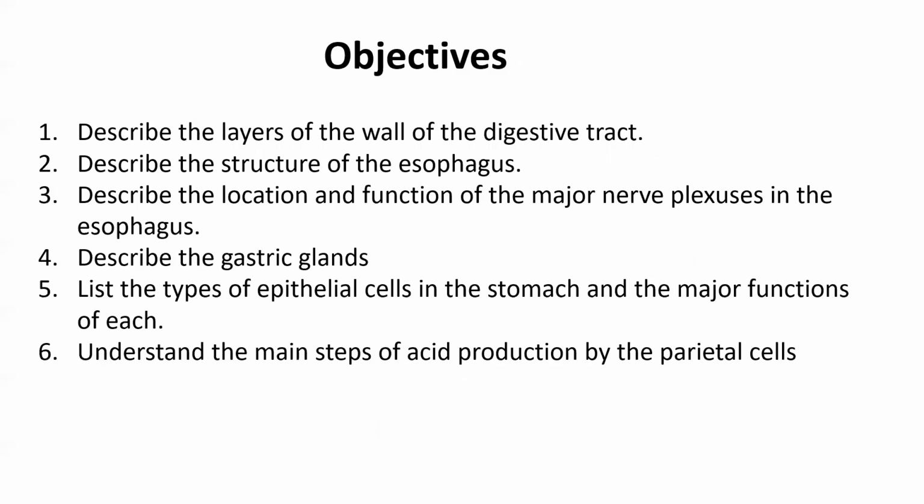So the objectives of the lecture today: we will describe the layers of the wall of the digestive tract, the general overall structure of the digestive tract. We'll also describe the structure of the esophagus, the location and function of the major nerve plexus in the esophagus. We'll also describe the gastric glands. We'll list the types of epithelial cells that are present in the stomach and the major function of each. And we'll try to have some understanding of the many steps of acid production by the parietal cells in the stomach.